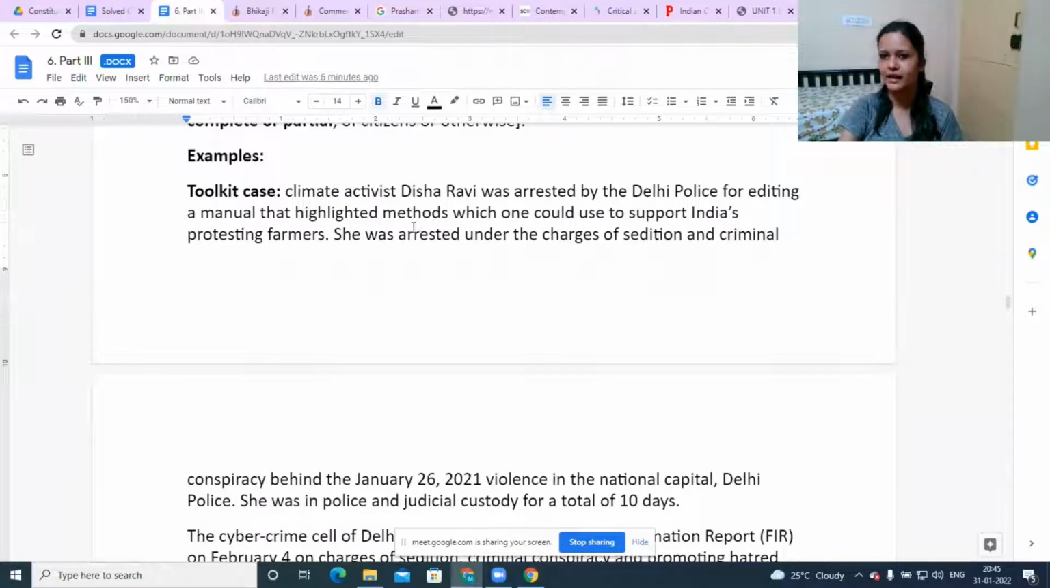In the same way, the toolkit case, have you heard of it? Related to the farmers' protest last year? No. Okay, so related to the farmers' protest which was going on, a toolkit was prepared, one entire document wherein different links and other material were given on how you can support the farmers who were protesting. That document was published by a foreign activist, but it was observed that Disha Ravi, a climate activist from India, also made some changes in that document and had some role to play.